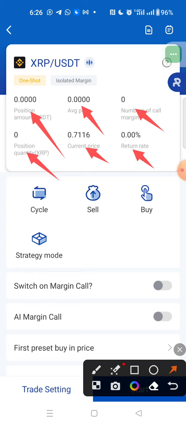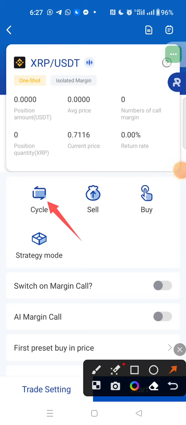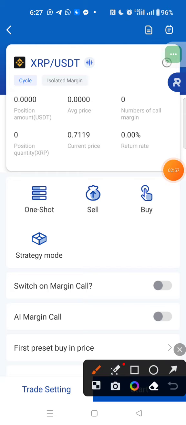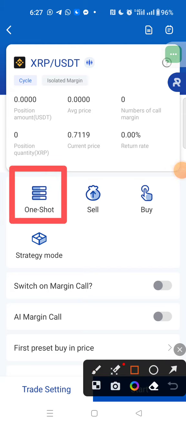Okay. Now, when you tap on that coin, it also has this area, cycle. A cycle is where the robot buys and sells. But we want to make sure, when you pick your trade and you are done setting your trade, that up here it is on one shot. Sometimes with your coin, you will find it with the word one shot. So after setting it, always make sure you tap on this word one shot. One shot means whatever the robot has bought, when the market rises, let the robot sell it at once.